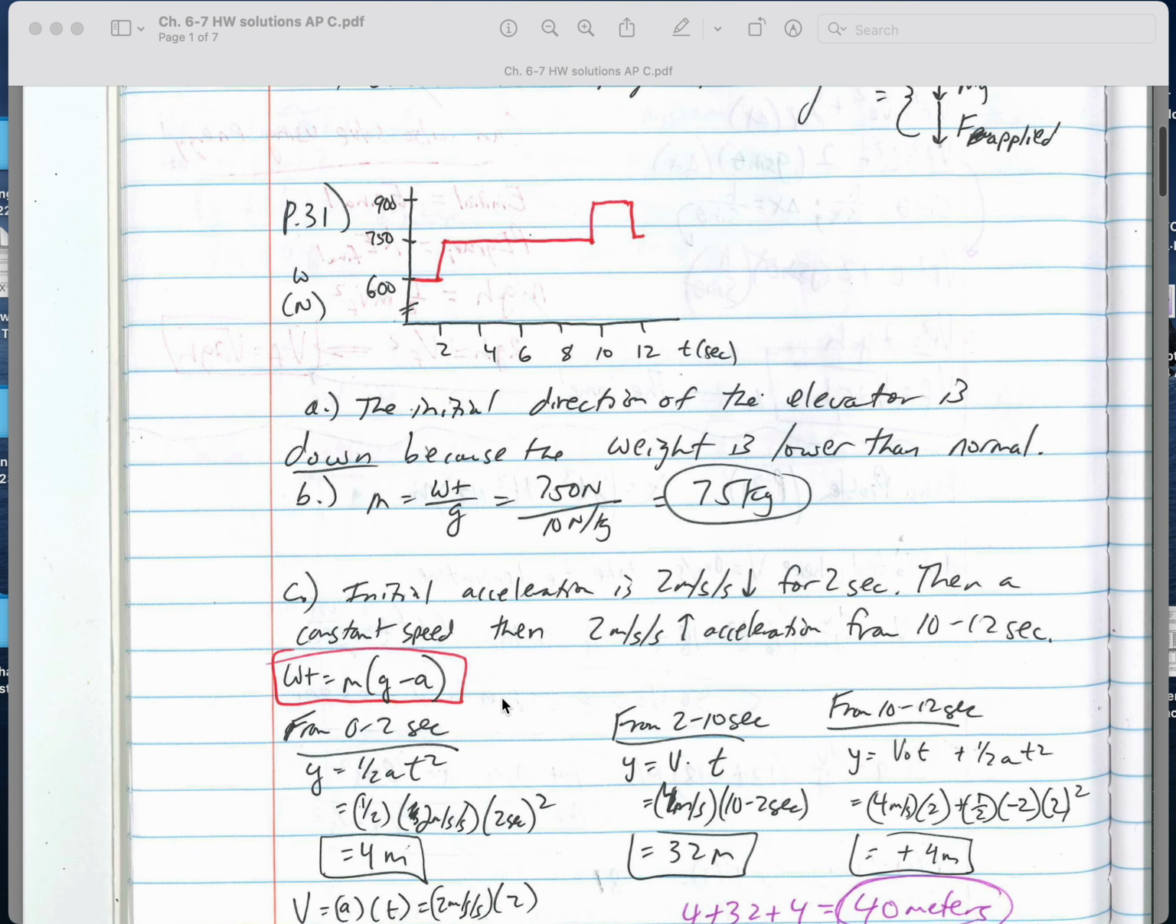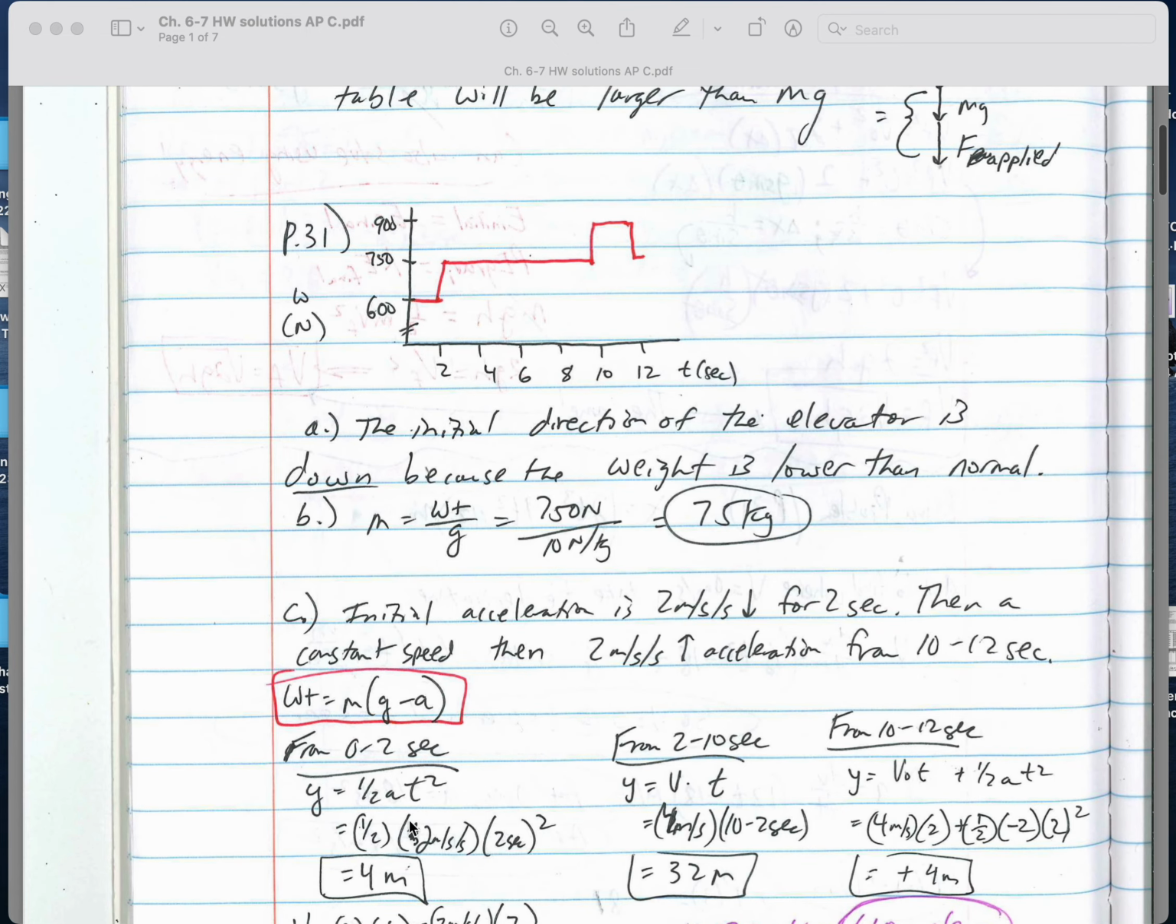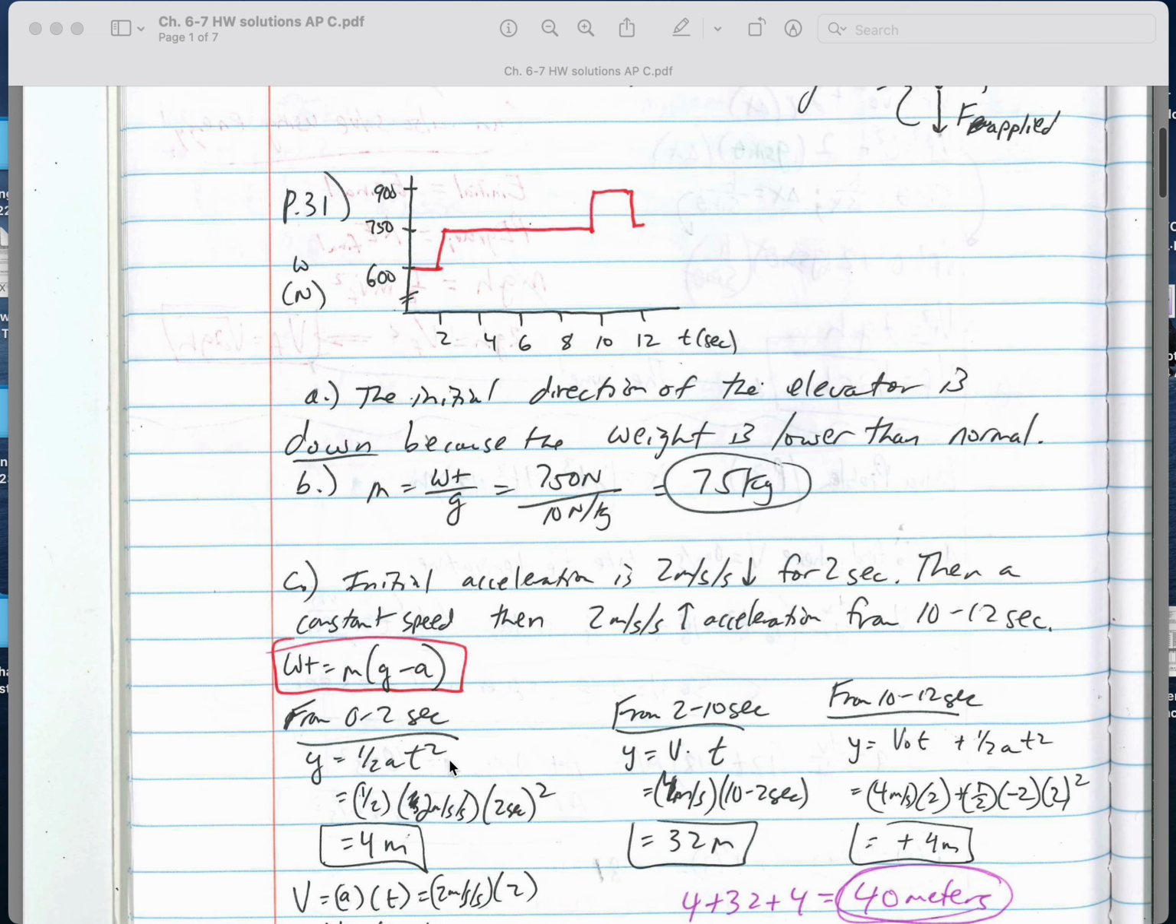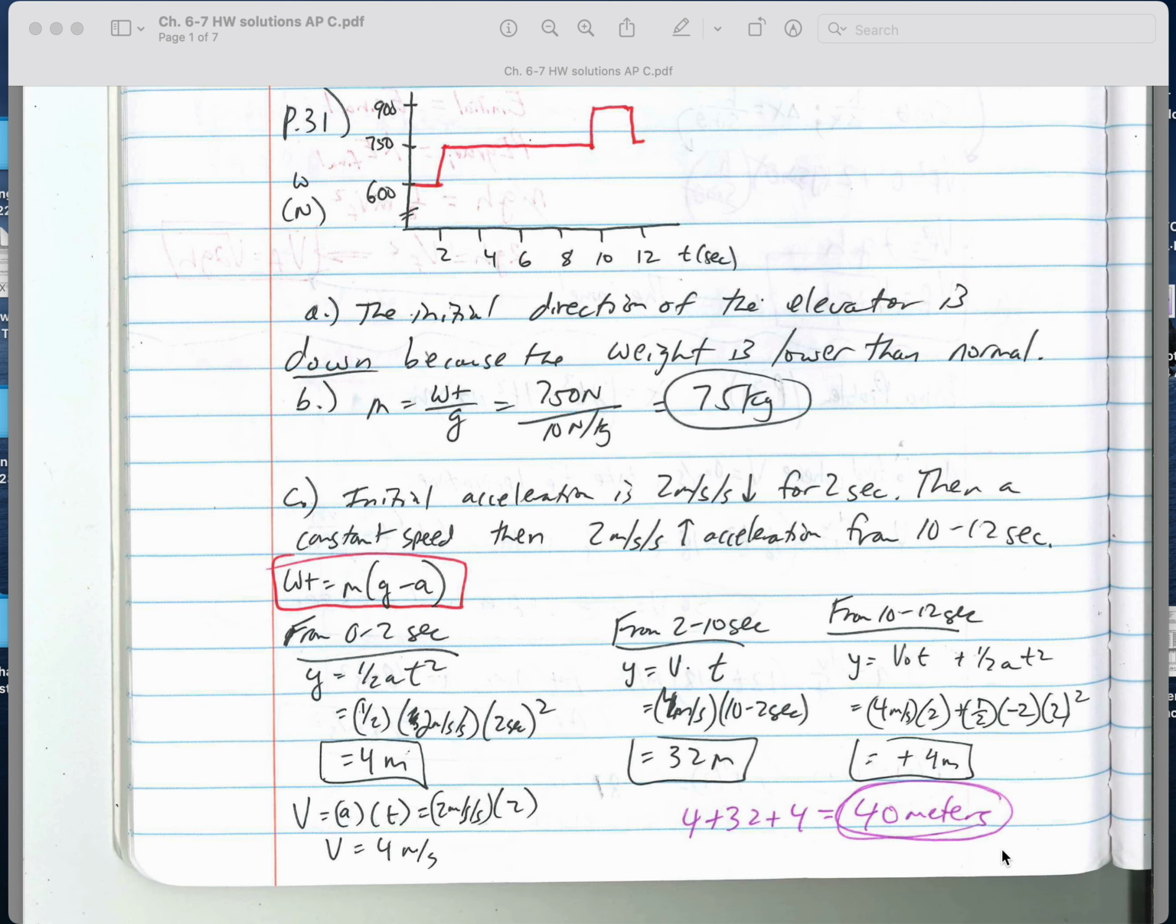So part C is asking about the displacement during the trip. I initially can figure out that this is accelerating downward at 2 meters per second squared for 2 seconds, then a constant speed, and then accelerating upward as it slows down at 2 meters per second squared also. So there's a symmetry to this problem. I can use this formula to figure out the displacement during the first 2 seconds. That's 4 meters. Here it's going 4 meters per second for an 8-second interval. That's 32 meters. And then you could use this complex version of this kinematics formula, or you could recognize the symmetry between 10 to 12 seconds and 0 to 2 seconds and recognize that we also would have another 4 meters of displacement. So that's a total displacement of 40 meters.